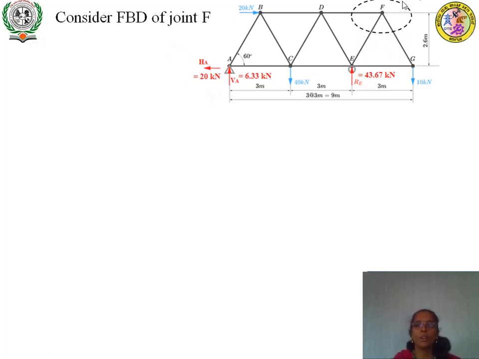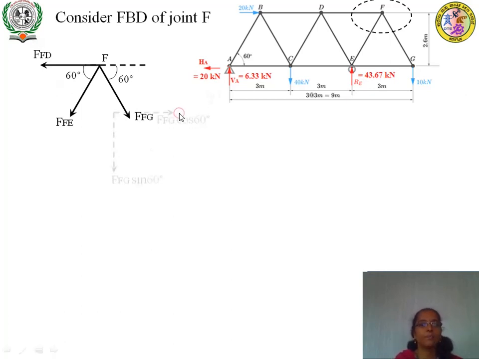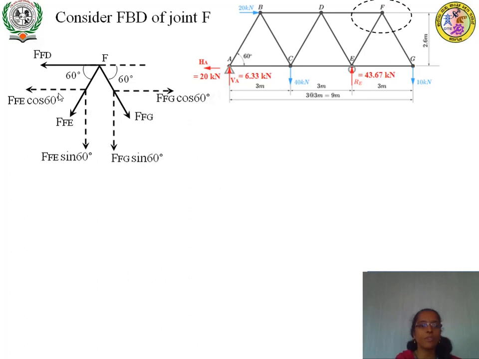Draw this imaginary cut around joint F. To draw the free body diagram, this is the free body diagram: FFD, FFE and FFG. These are at 60 degrees to horizontal, and these are the resolved components of FFG: FFG cos 60 and FFG sin 60, in the fourth quadrant. And FFE, same, FFE cos 60 and FFE sin 60, in the third quadrant. We know that the force in FD is 11.57 kilonewton. So now we can apply sigma Fx equals 0.